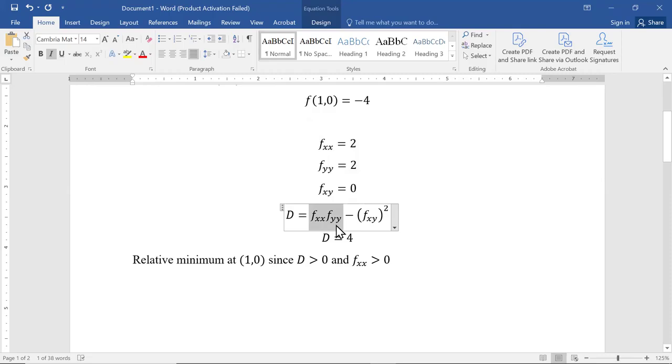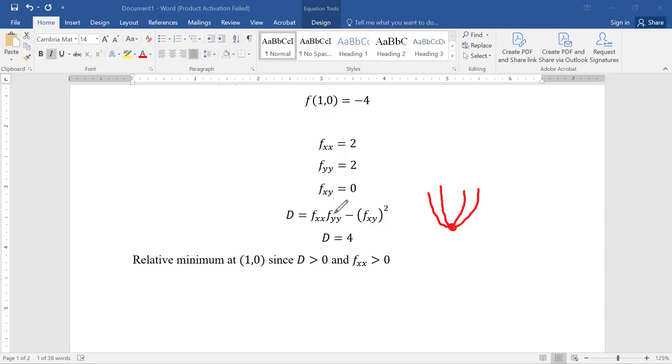If you remember back to earlier calculus courses, second derivative being positive means we are concave up. So we're concave up in the x direction and also concave up in the y direction. If I were to draw this, I'm concave up in the x direction, and in the y direction also concave up. So if you're concave up in both those directions, then what you're getting is a minimum value.